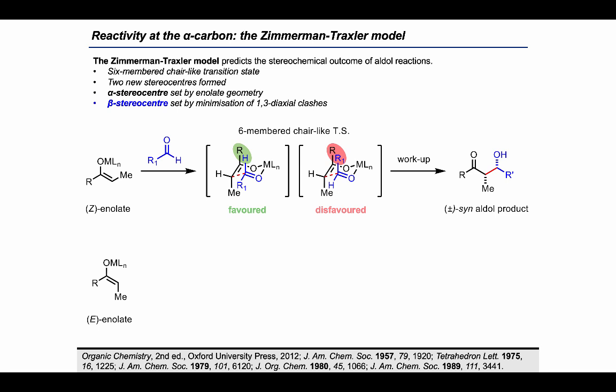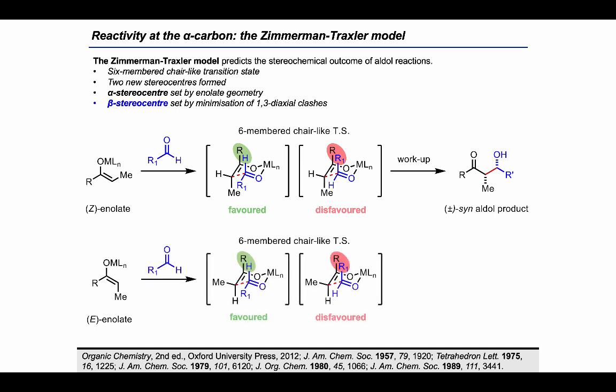In the favored transition state, the methyl group of the enolate and the aldehyde oxygen, which becomes the hydroxyl group in the product, are positioned on the same face of the chair, in this case both pointing down. This is carried through to the product, where they are on the same face of the molecule. Therefore, Z enolates lead to syn aldol products.